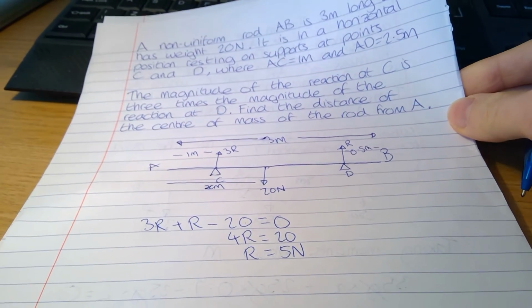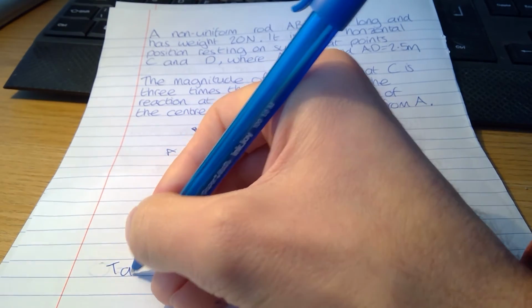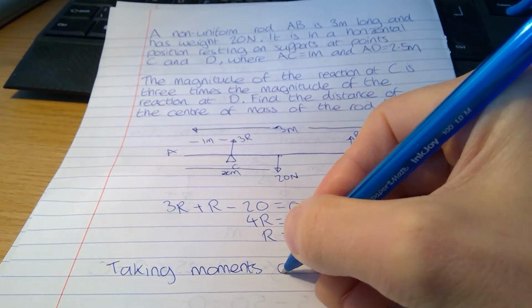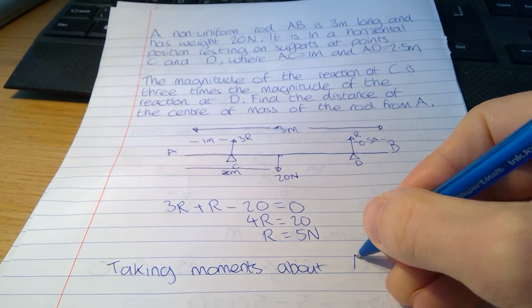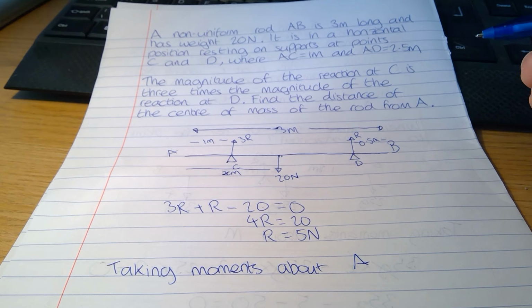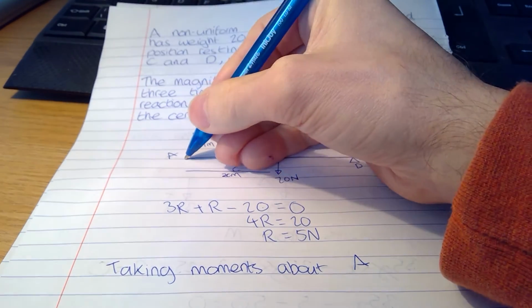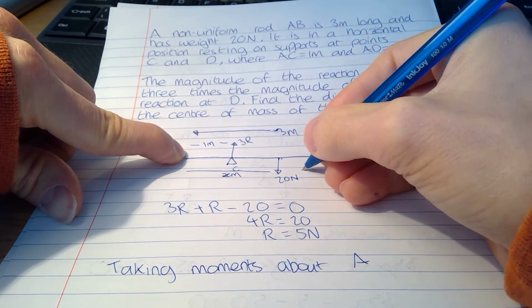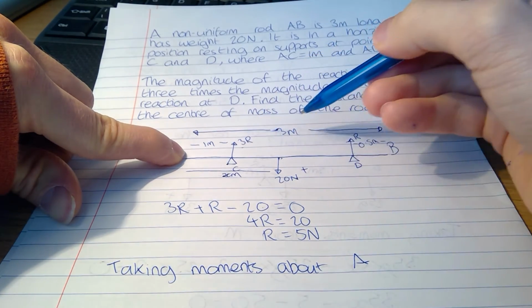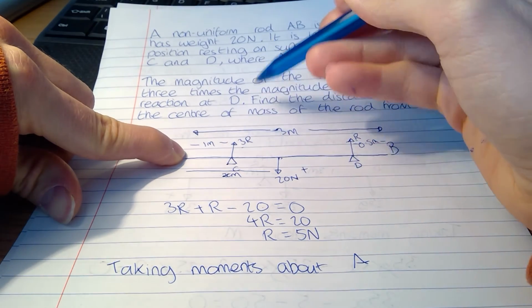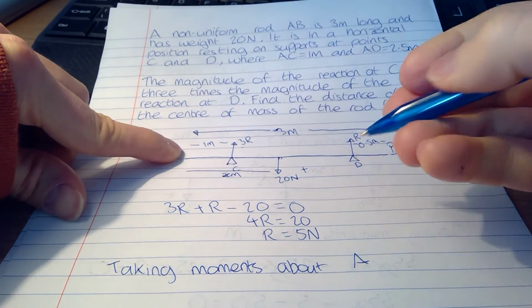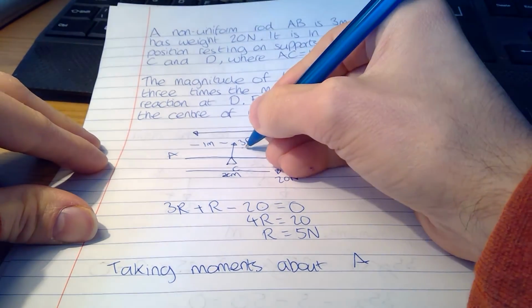So if we take moments about A, we've got to think about which force is going to go clockwise and which one's going to go anti-clockwise. So the weight of the rod, if we fixed A in place, that 20 Newton force is going to be pushing downwards. So that means it's going to be positive because it's going to be clockwise. Whereas the 3R and the R force, they're going the opposite way. If you imagine pulling there, you'd be pulling the rod anti-clockwise. And similar with the 3R force. So they're going to be negative in this example.